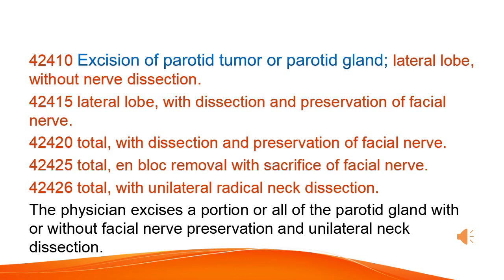Excision of parotid tumor or parotid gland, lateral lobe, without nerve dissection. Lateral lobe, with dissection and preservation of facial nerve. Total, with dissection and preservation of facial nerve. Total, en bloc removal with sacrifice of facial nerve. Total, with unilateral radical neck dissection. The physician excises a portion or all of the parotid gland with or without facial nerve preservation and unilateral neck dissection.